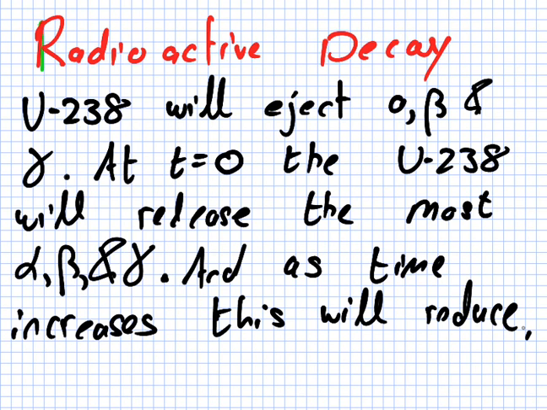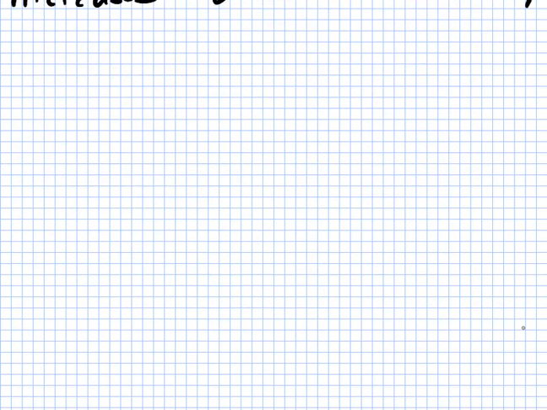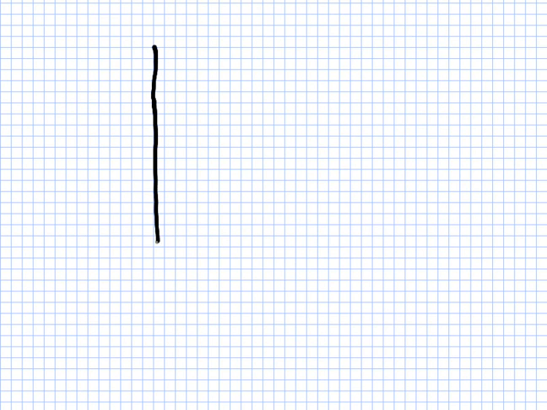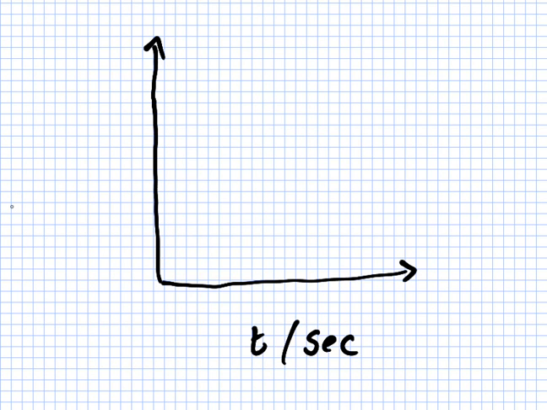So if we draw a graph here, what do we put on the x-axis? Well, that'll be time in seconds. And what about on the y-axis? Well, what unit should we put, do you think? The number of atoms. Yeah, it needs to be some kind of count. So what we'll do is we'll put N, the number of uranium isotopes.